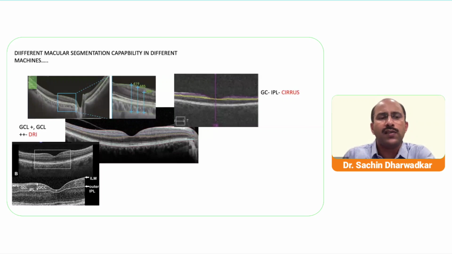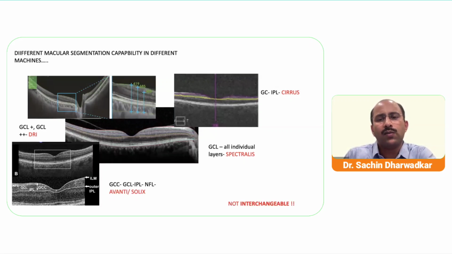The GC-IPL for the Cirrus, the GCL plus and plus plus for the Topcon, the GCL or ganglion cell layer in the Spectralis, and the GCC, which consists of the GCL, IPL, and the NFL, in the Avanti or the Solix. So again, you have to understand that these values are definitely not interchangeable because they are completely different things being measured here. So it depends. You have to follow one particular machine that you are interested in, and follow that particular value of data in your mind, because all these other values will be completely different.